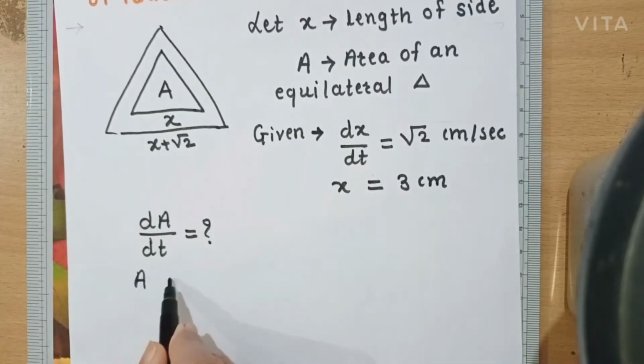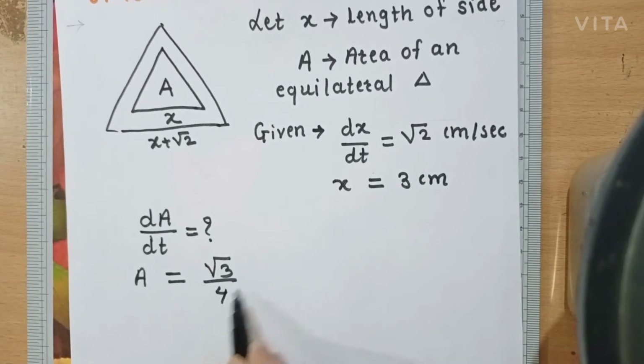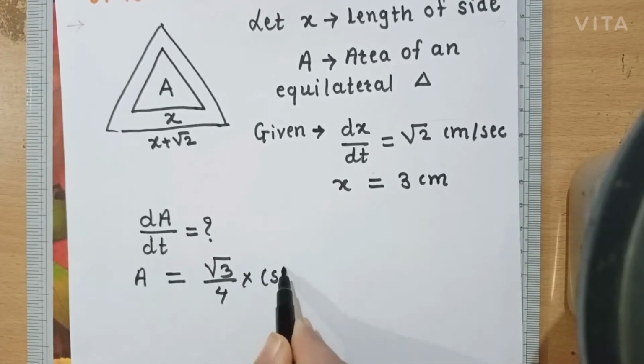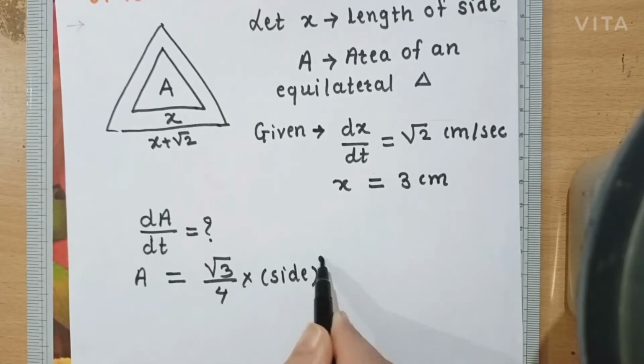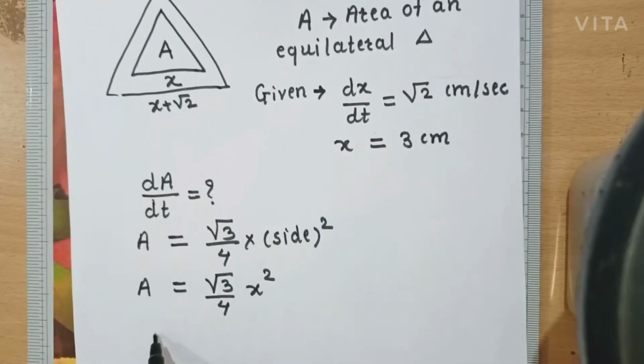Now area of equilateral triangle is given by root 3 upon 4 into side square. Now side means x here. So I am writing here again. Differentiate with respect to t.